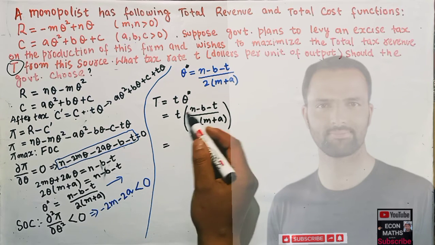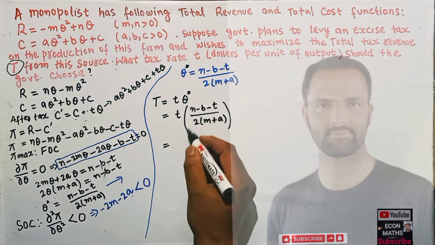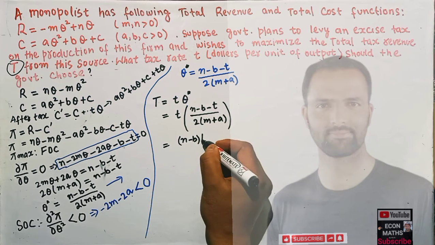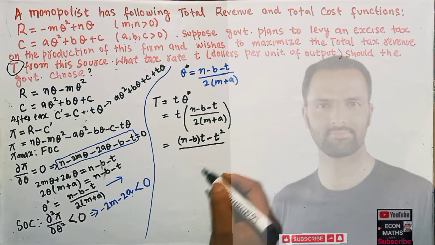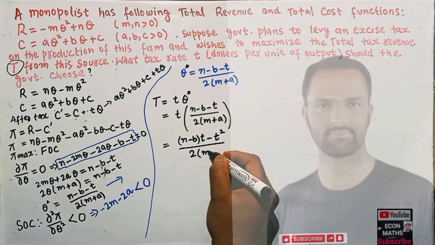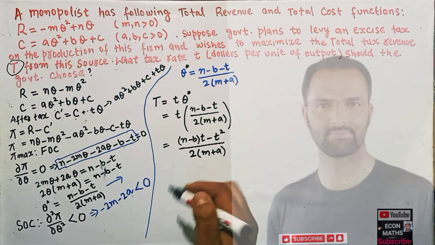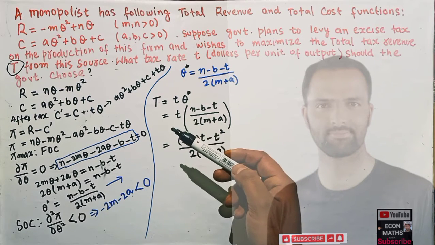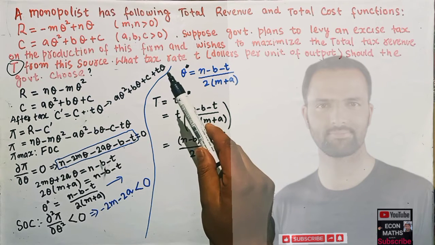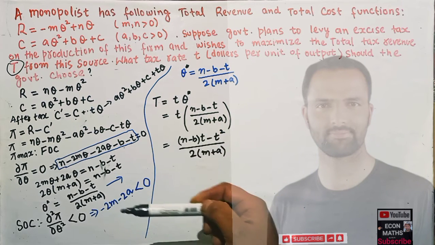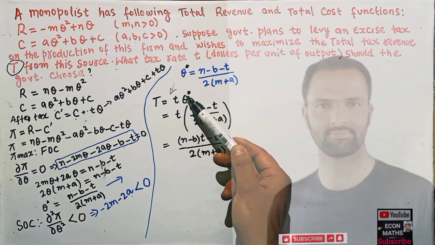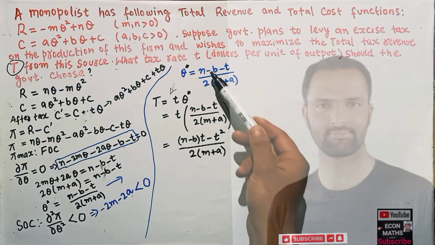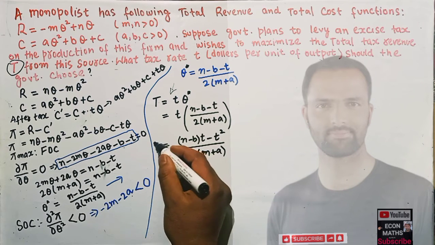So this t is multiplied to each of these terms, so we can write it like this: n minus b into t, minus t into t is t square, upon 2m plus a. I hope I am making myself clear. So what I mean to say is, what is the total tax revenue? Tax rate times the output produced. The tax rate is t and the output produced is equal to this very thing here. So this is our t.